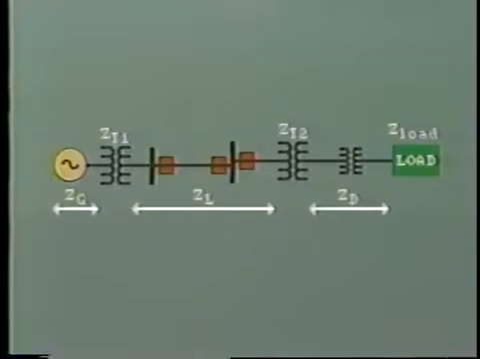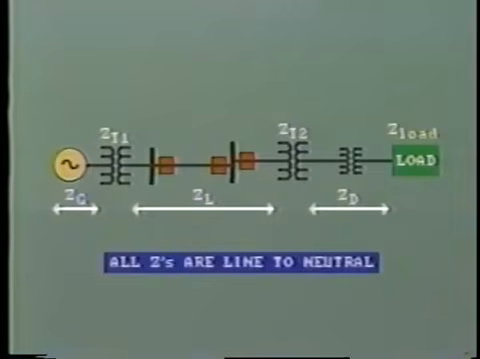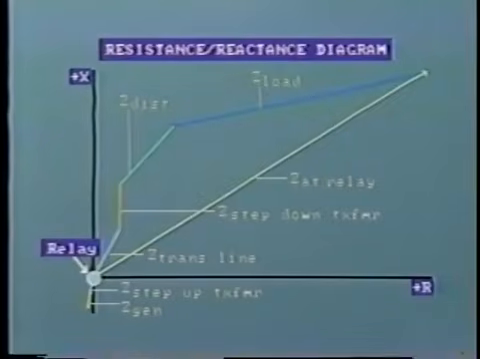Let's take our study a step further now and consider the magnitude and phase angle of the various impedances. Here is another single line diagram, but this time of a more complicated system. The impedances line to neutral are represented here: the generator, the step-up transformer, the transmission line, the step-down power transformer, and here the total distribution circuit, including the distribution transformer, and eventually the impedance of the load. Now, let us plot on a resistance-reactance diagram impedance as seen by a relay located after the generator step-up transformer.